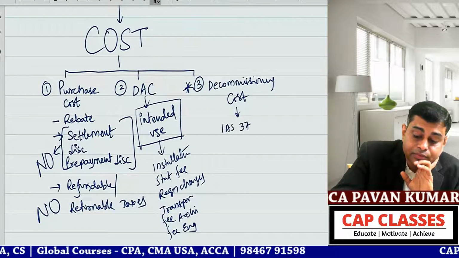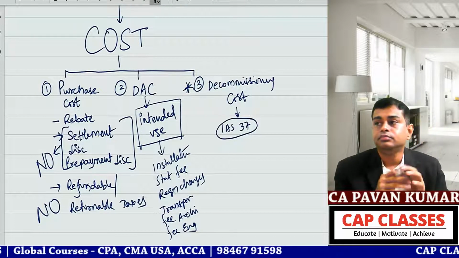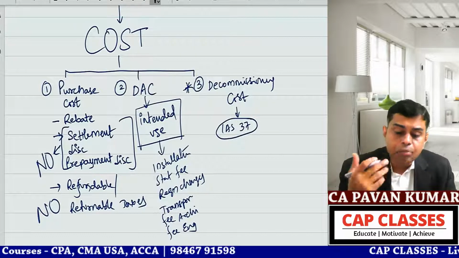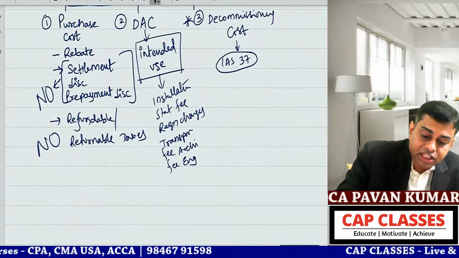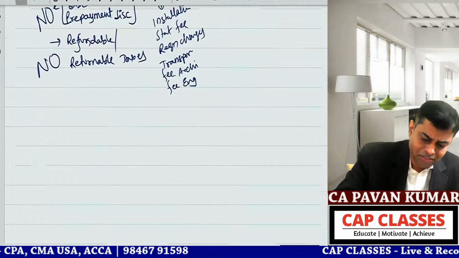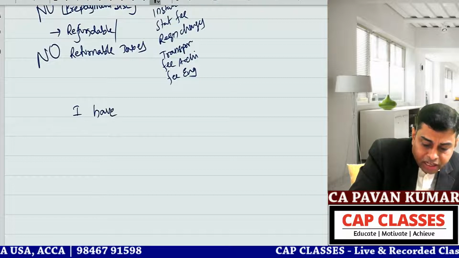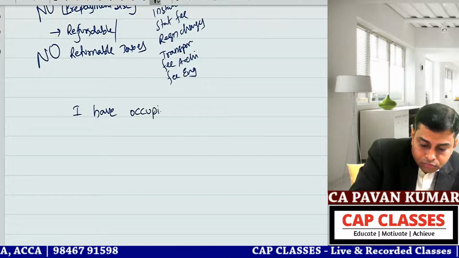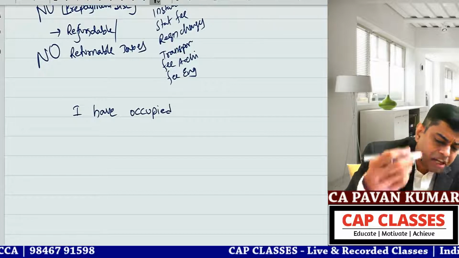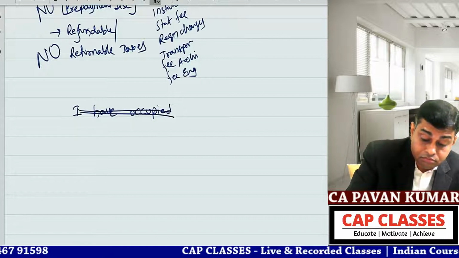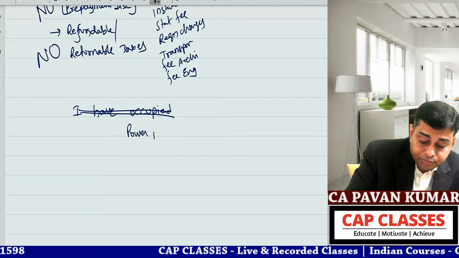IAS 37. Ready with IAS 16. What is the decommissioning cost? Now, right now, I have occupied one building, or the better example is, you know, this power plant. Best example is power plant.